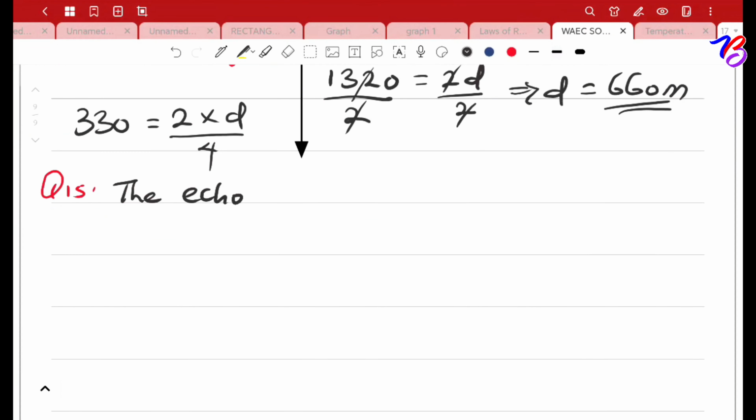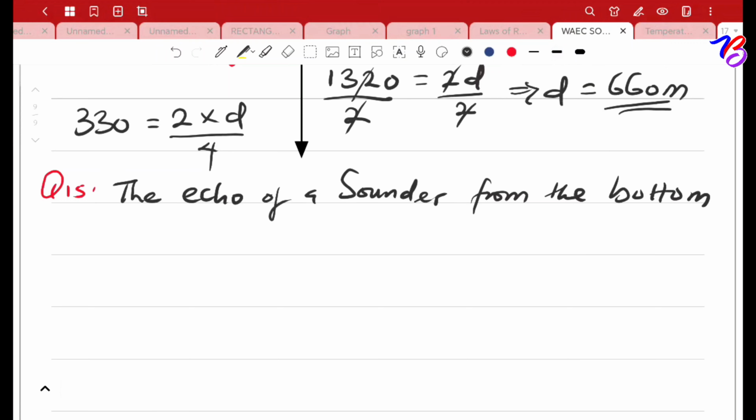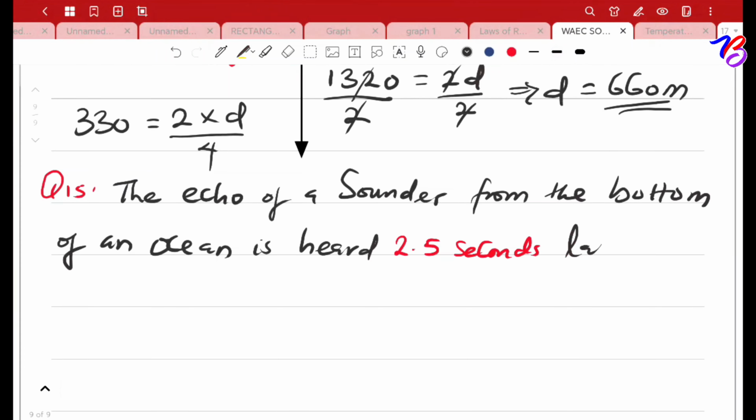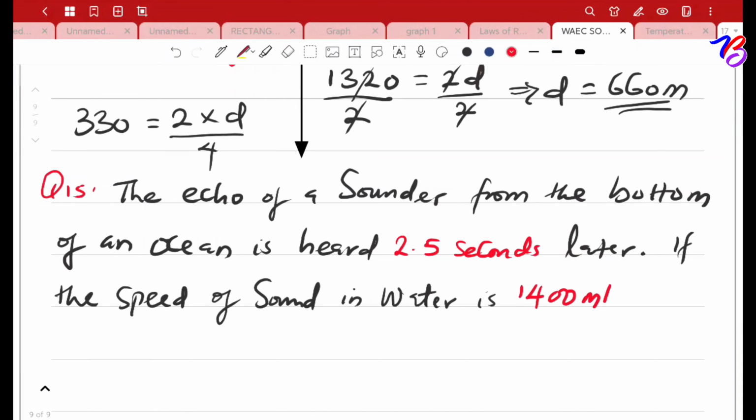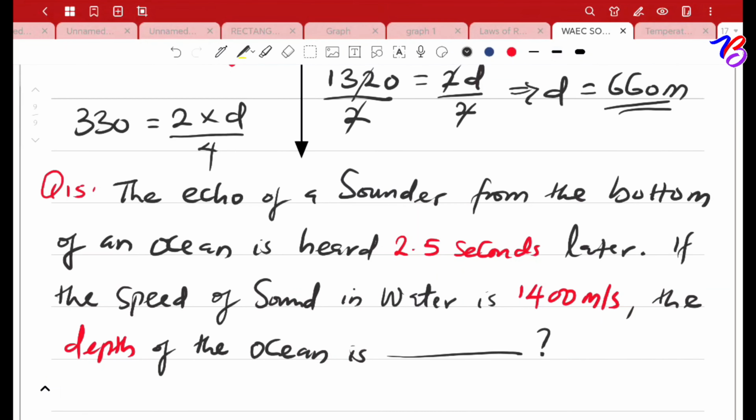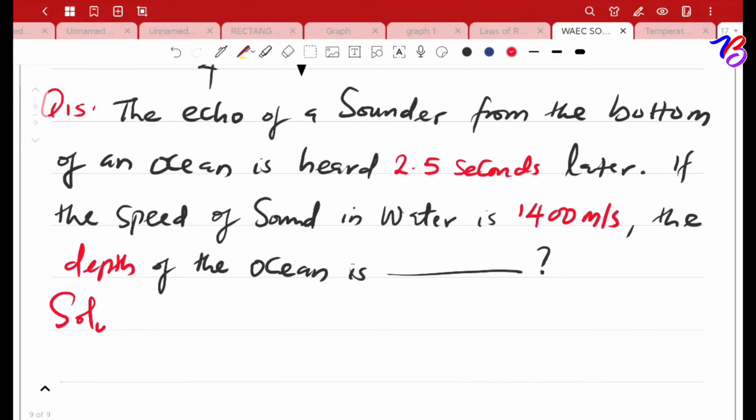Next question. The echo of a sounder from the bottom of an ocean is heard 2.5 seconds later. If the speed of sound in water is 1400 meters per second, then the depth of the ocean is unknown. Solution. Extracting the triune parameters. Number 1, we have our given data to be time. Our T is equal to 2.5 seconds.